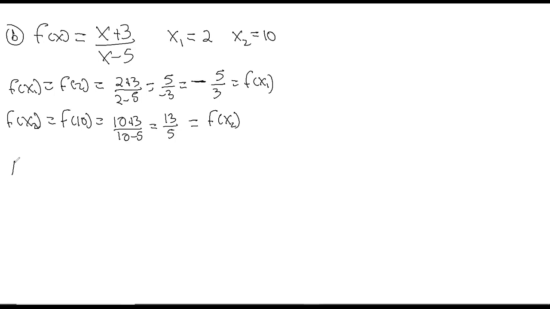So then our average rate of change from 2 to 10 specifically, that's the difference of the function values over the difference of the x values. The function values being the 13/5 and the -5/3. I'm going to be consistent and go second minus first. So 13/5 minus parentheses -5/3. That's the f of x2 minus f of x1 all over x2 minus x1. That's 10 minus 2.